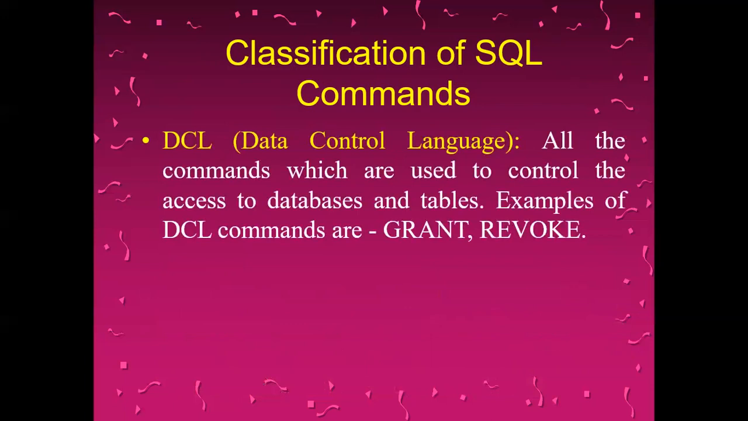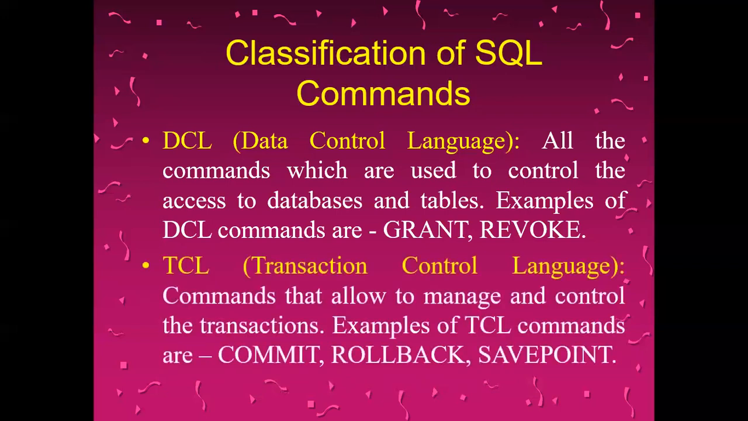Next one is DCL commands. It stands for Data Control Language. All the commands which are used to control the access to databases and tables are called DCL commands, and examples are grant and revoke. TCL commands are the control commands that allow us to manage and control transactions. TCL stands for Transaction Control Language, and examples for TCL commands are commit, rollback, and savepoint.